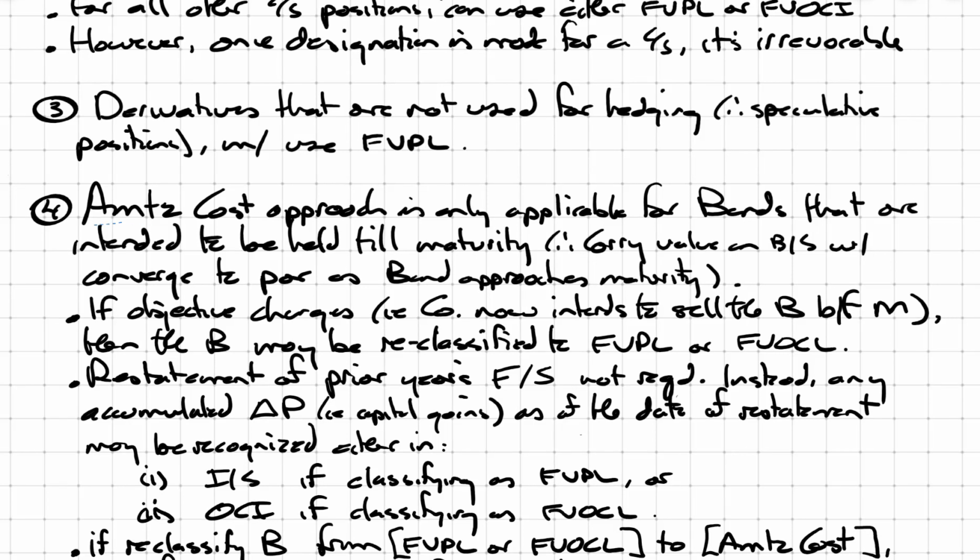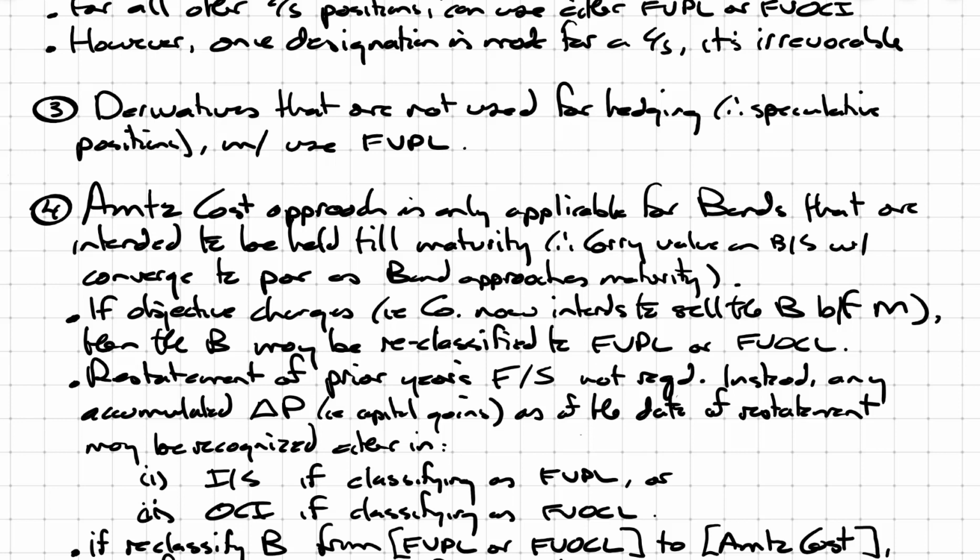And the amortized cost approach is only applicable for bonds that are intended to be held till maturity. And therefore, the carrying value on the balance sheet will converge to the par as the bond approaches maturity. So for bonds that are going to be held to maturity, here's the logic. We know you're going to get par value when the bond matures. So what is the point of reporting fair value while the bond is held? So again, if the bond is going to be held to maturity, you're just going to get par. So there's no point in reporting this bond at fair value year over year when we know what the end game is going to be on this bond.